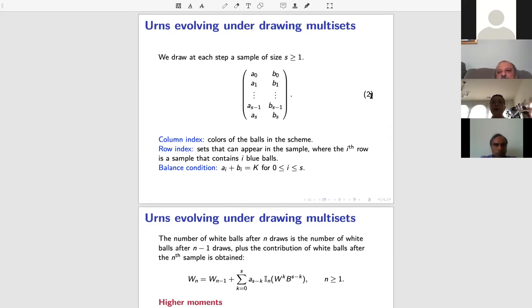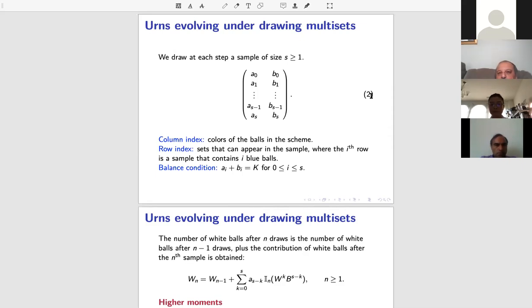For example, in matrix 2, A0 and B0 are the number of white and blue balls we add into the urn if we have 0 blue balls in the sample, meaning that the sample is all white. So for this class, the balance condition is usually imposed so that this row sum is still this constant k.